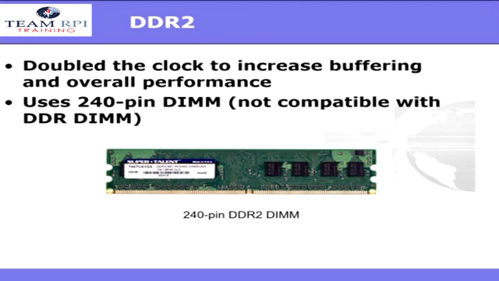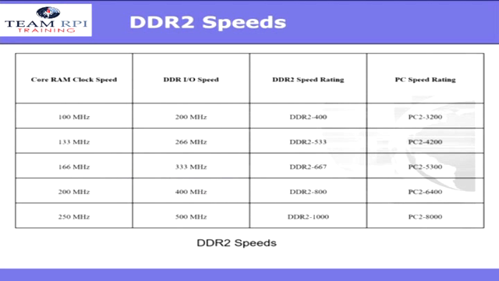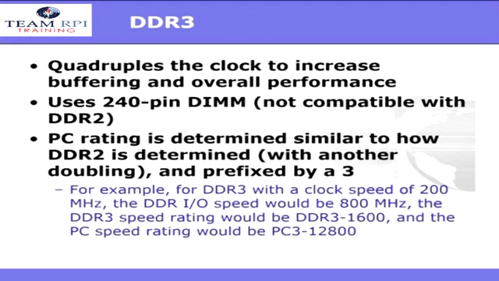Next we have DDR2. It doubled the clock speed to increase buffering and overall performance, and it uses 240 pin DIMMs. However, it's not compatible with the DDR DIMMs. Next, DDR3. It quadruples the clock to increase buffering and overall performance. It uses 240 pin DIMMs. However, it's not compatible with DDR2.